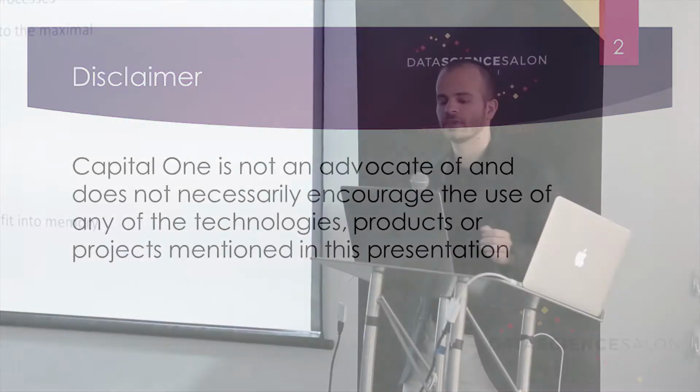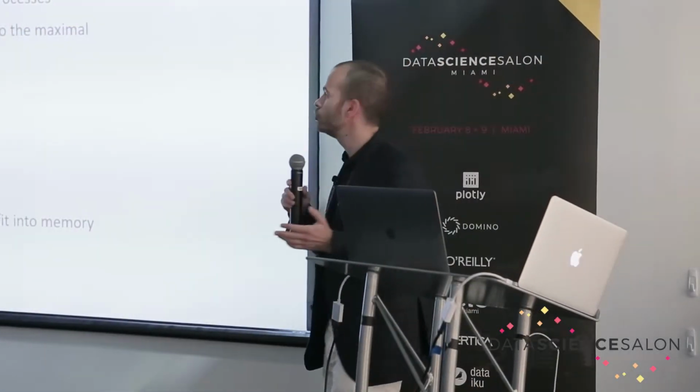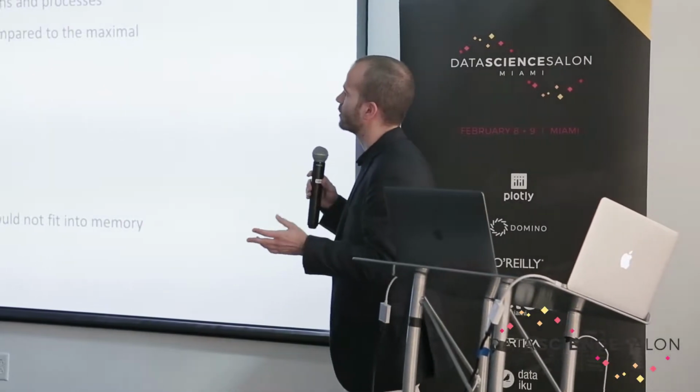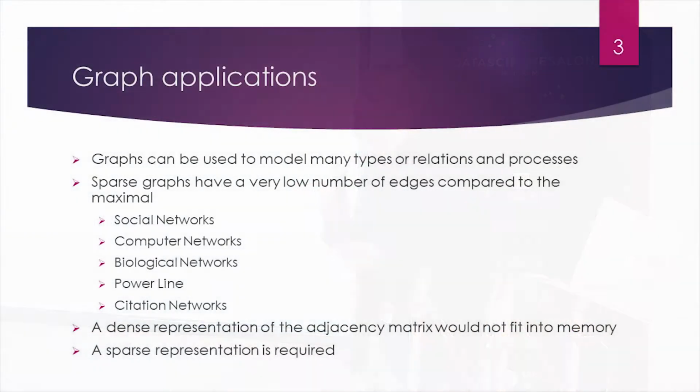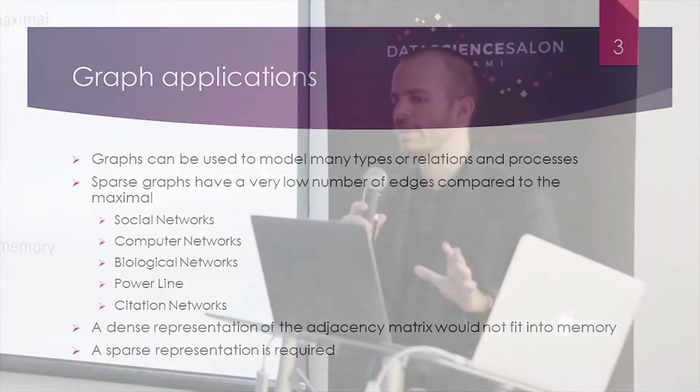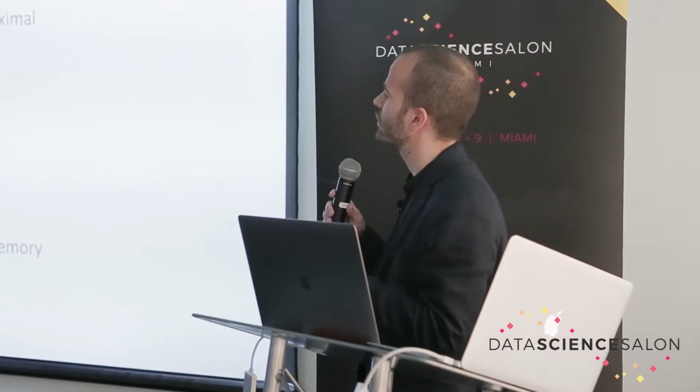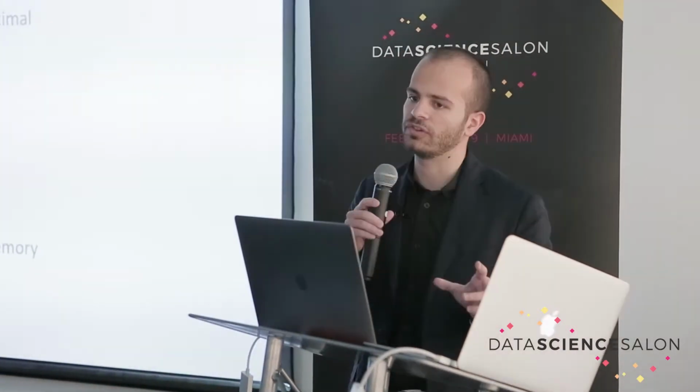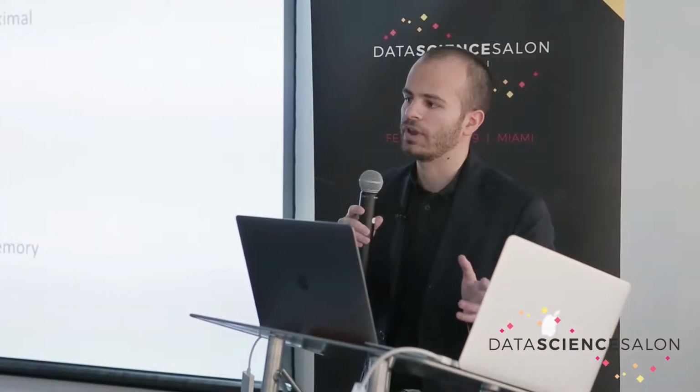Having said that, I'm going to introduce a little context about graphs and their applications. I'm pretty sure that most of you at some point have worked with graphs before. We know that they can be used to model many types of relationships and processes. In particular, sparse graphs are a special category of graphs, and what makes them different is that they have a very low number of edges compared to the maximal number of edges.